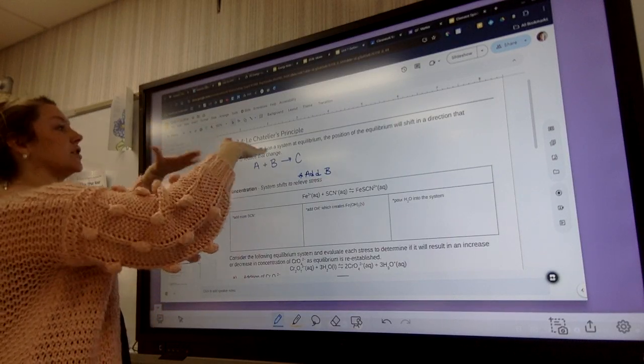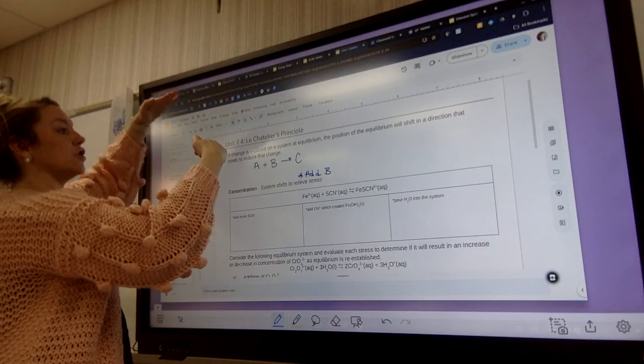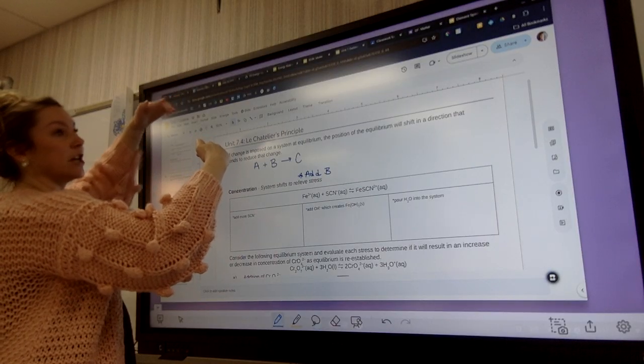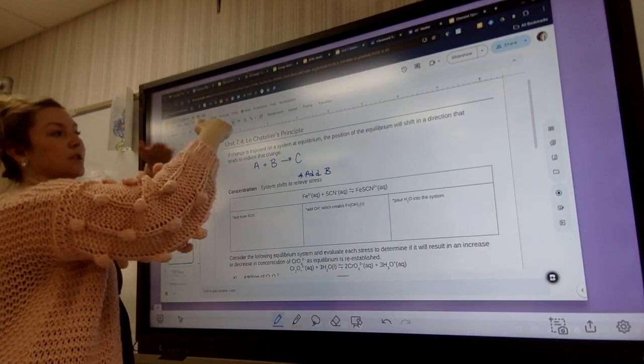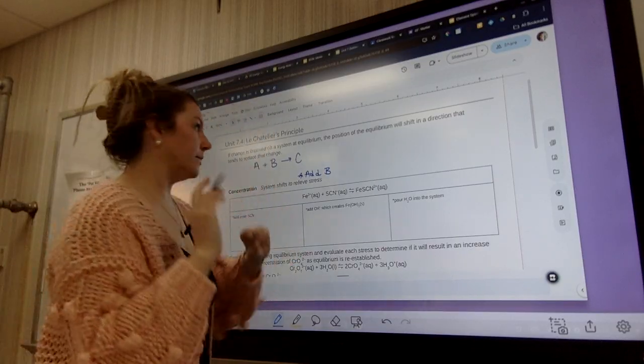Okay, so whatever side changes, so our A and B increases because we added B, so that means we're going to shift towards the products, so we have to make more products. These are going to be consumed until they meet in the middle or meet at equilibrium again.